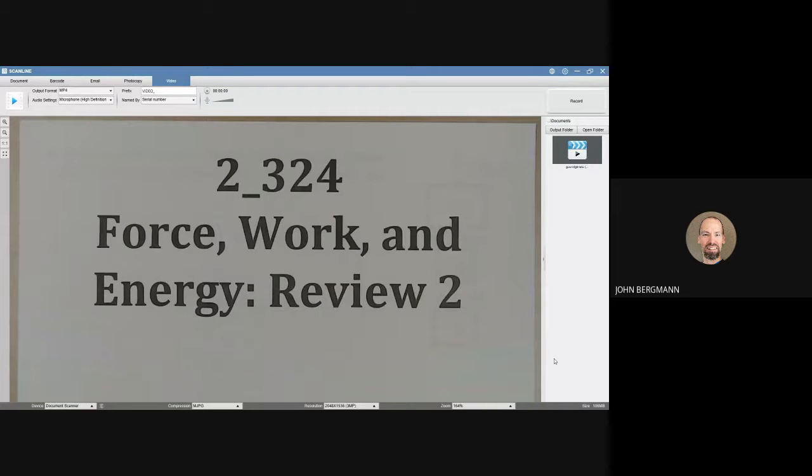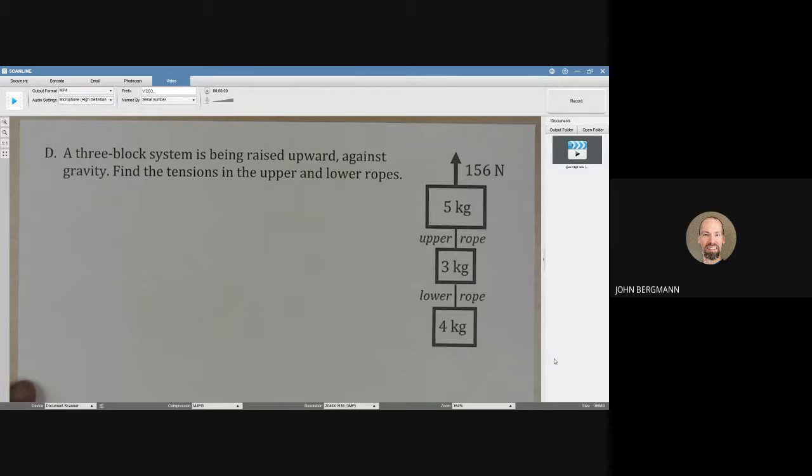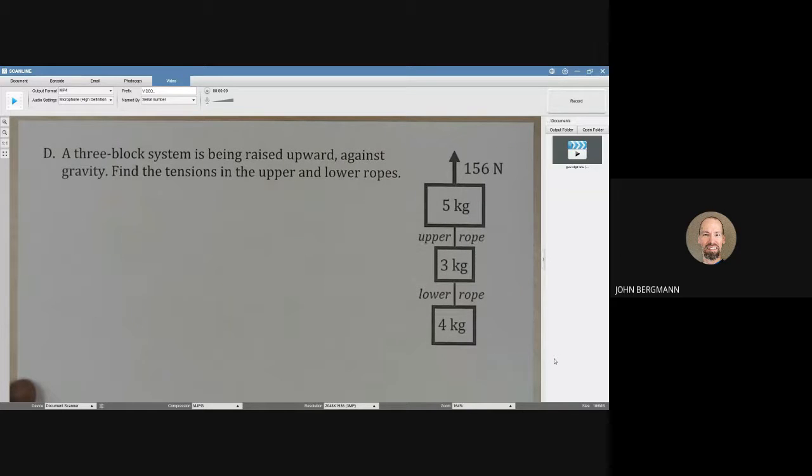Here's another review problem in force, work, and energy. We have a 3-block system and it's being raised upward against gravity. We have a 156 Newton force pulling upward, and this is one of those multi-body problems. And you remember, with a multi-body problem, you need to choose the system to suit your needs.